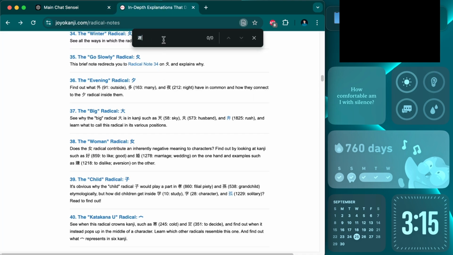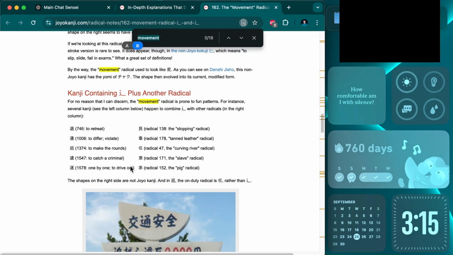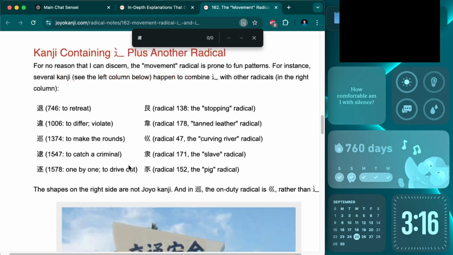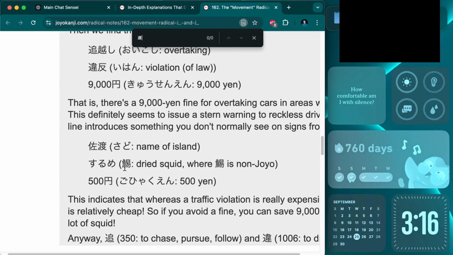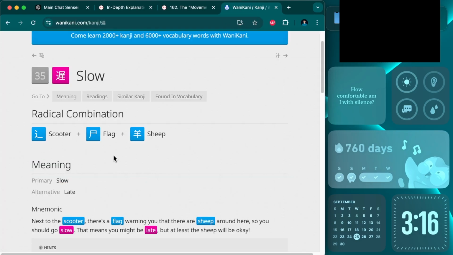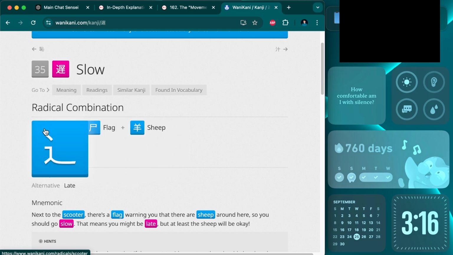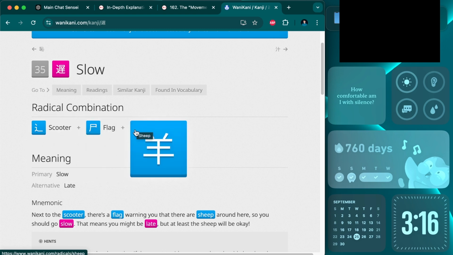Not quite. It should be in the slide one though. Not slide, but movement. Let's see if it's here. Not quite. That's unfortunate. There's a lot, but there's not this one. See if Google can help. Here's WaniKani. All right, radical combination: scooter, flag, and sheep. Flag and sheep. Like, is this what it actually means, or is it just a way to remember it?